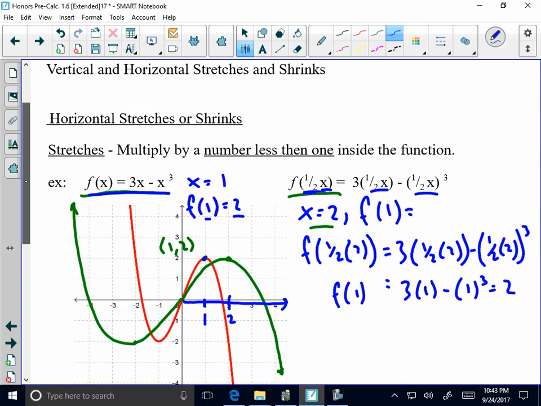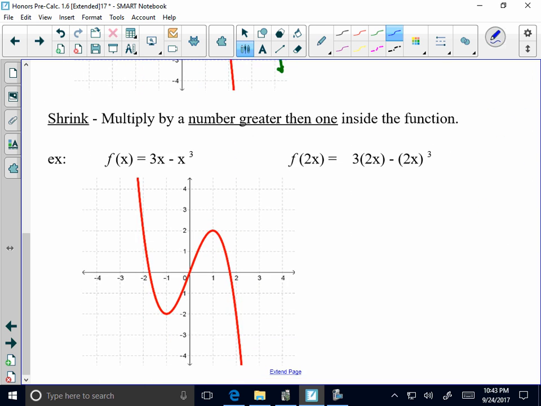So right here, looking at horizontal shrinks, it's that same philosophy, and now what we're saying is that when we multiply by a number greater than 1 inside the function, we're going to see a horizontal shrink. And essentially right here, we're seeing an increase in the rate of function values. We can look at this the exact same way.